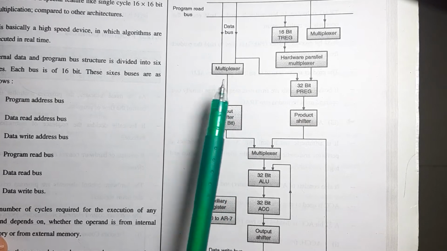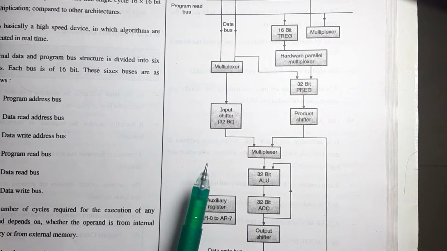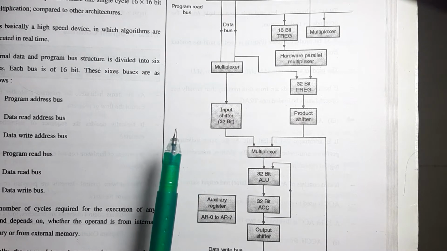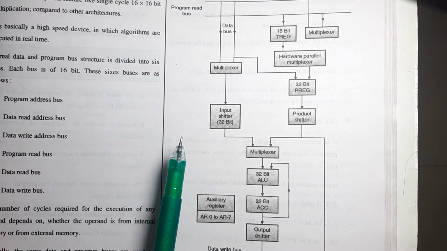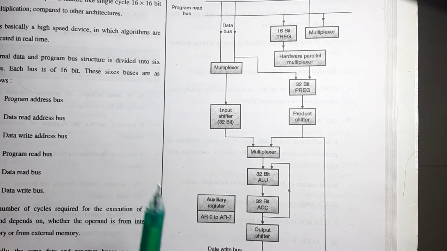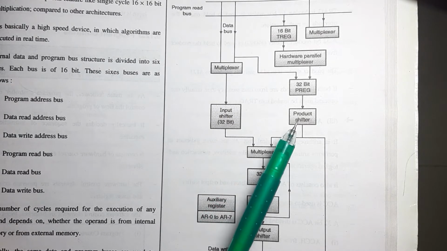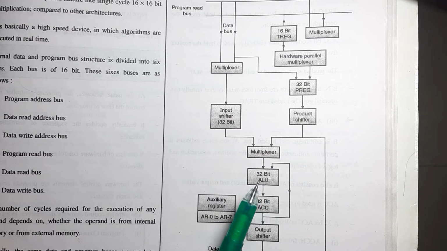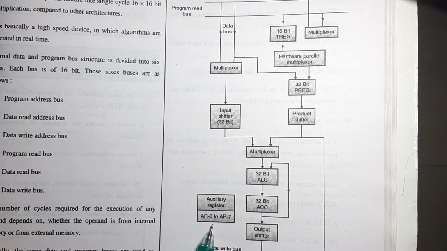Now this is the diagram of a single CPU over here. As you can see from the diagram, the block diagram of the CPU is as shown in the figure. Now the major blocks are as follows. One of them is the input shifter. Then we have a multiplication unit. Then we have an ALU, and we have the product shifter. Then we have a 32-bit ALU, then the ARAU, that is the auxiliary register arithmetic unit.